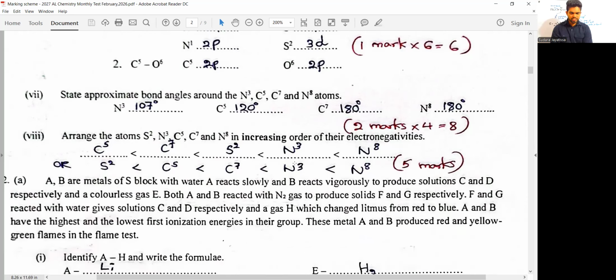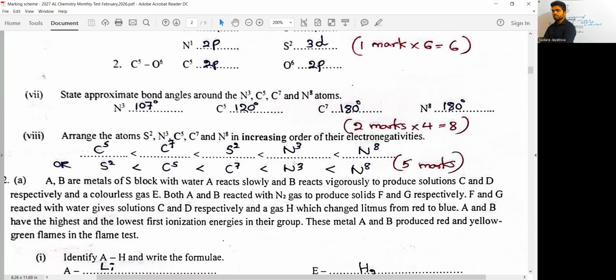And then finally, they are asking you to arrange them in ascending order of electronegativities. So if you go to the electronegativity, this is sulfur, nitrogen, C5, C7, and another nitrogen. Now, first of all, arrange them in ascending order of the electronegativities of the elements. As you know, sulfur is more electronegative than carbon. So C5 and C7 should have lower electronegativities than S2, and nitrogen should have the highest electronegativities.